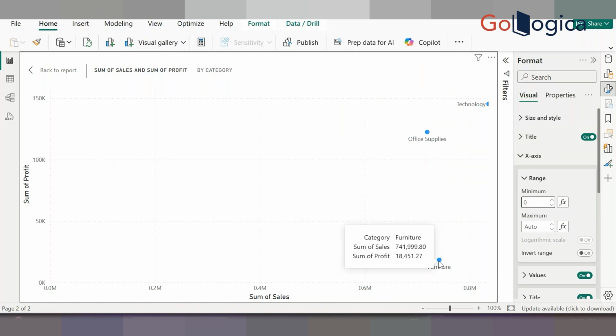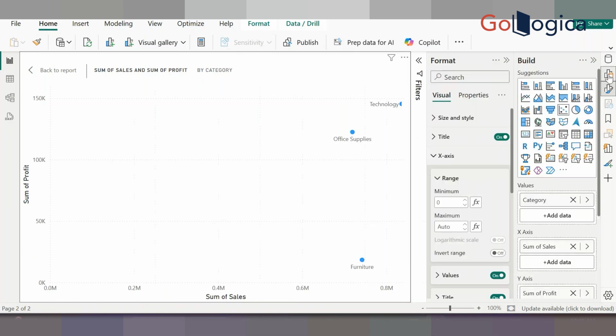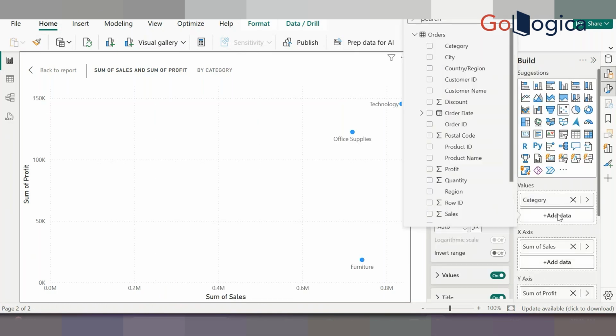The next thing is, this is the category. Under each category, we do have a subcategory. In furniture, we have many different types of products. Tables are there, bookcases are there, chairs are there, and so on. I want to see the subcategories. So what I will do here is, in the build, I will add a subcategory.